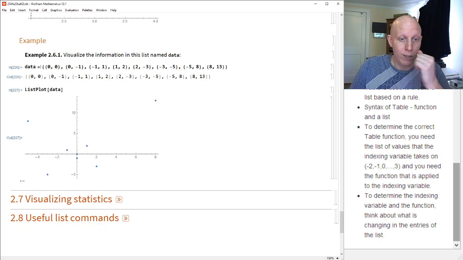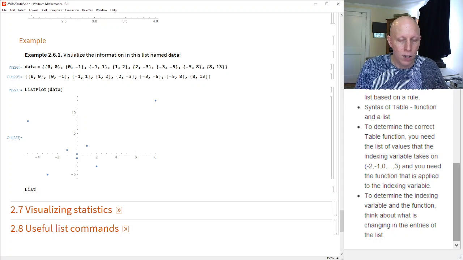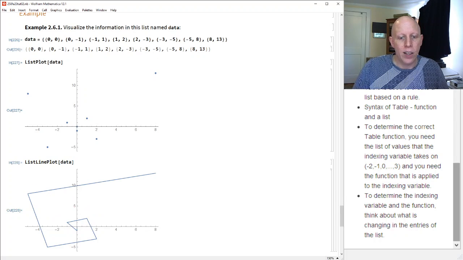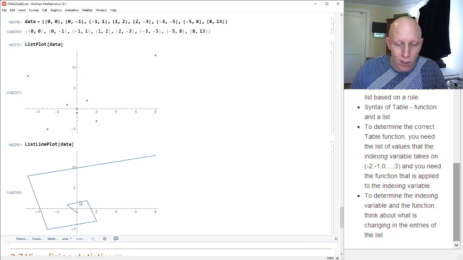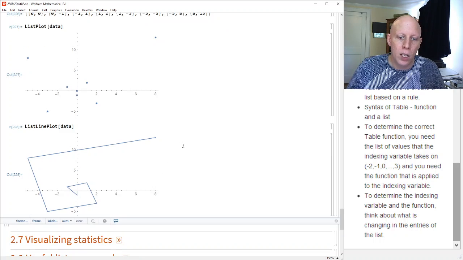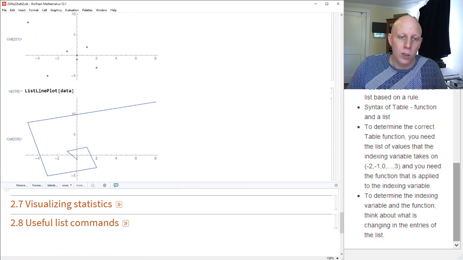So the thing that we have here with the list plot, so if we talk about list line plot of the data, it puts them in order. Right, so we started out at 0, 0, and then we went to 0, negative 1, negative 1, 1, 1, 2. This is creating something like a discrete Fibonacci spiral in this picture. So notice that list line plot comes in order.